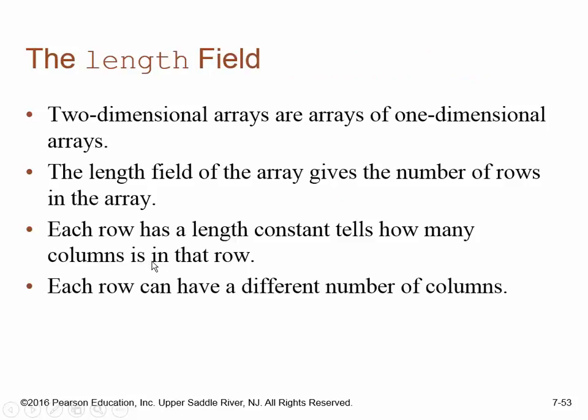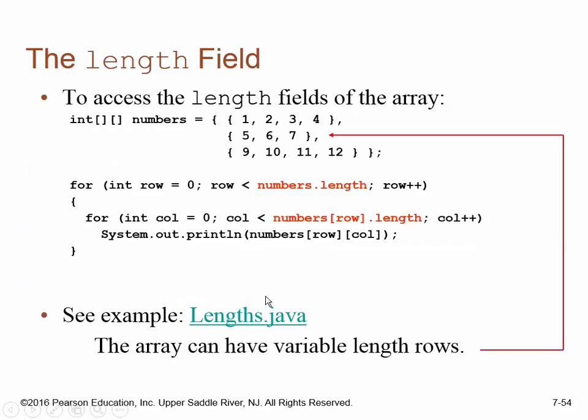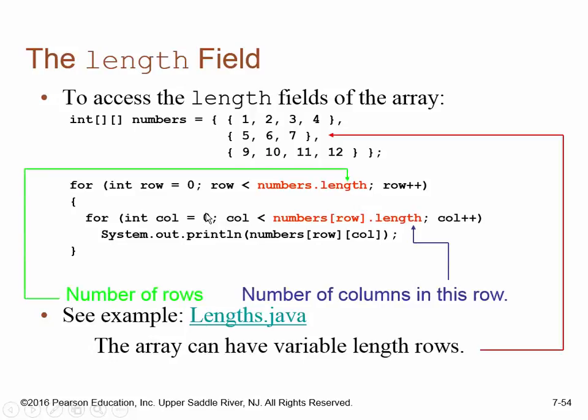Notice it says two-dimensional arrays are arrays of one-dimensional arrays. The length field gives the number of rows in the array. And each row has a length constant that tells how many columns. Why? Because each row can have a different number of columns. So notice we've got here our first row has four columns, our second row has three columns, our third row has five columns. Sometimes those are called jagged edge arrays because they're all different sizes.